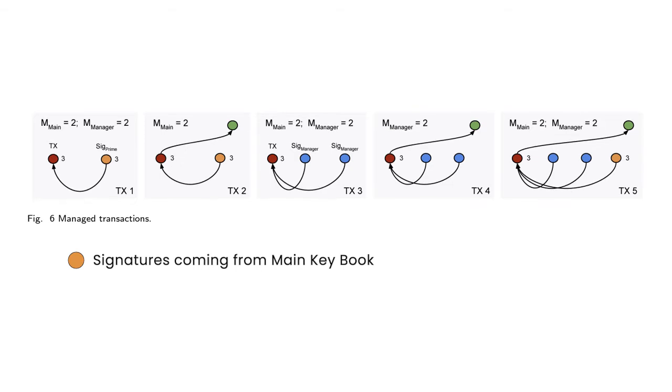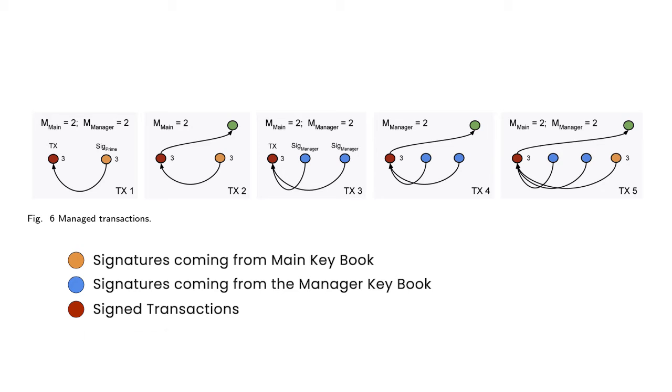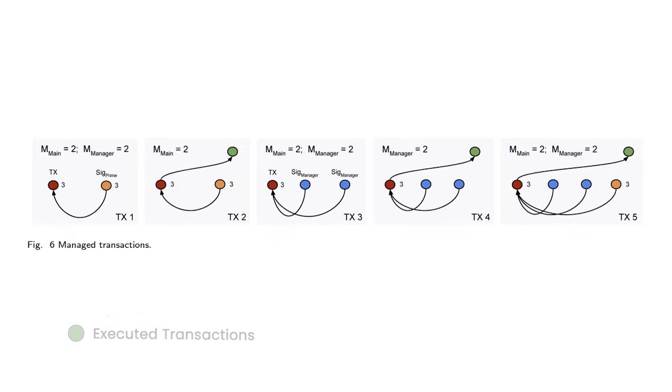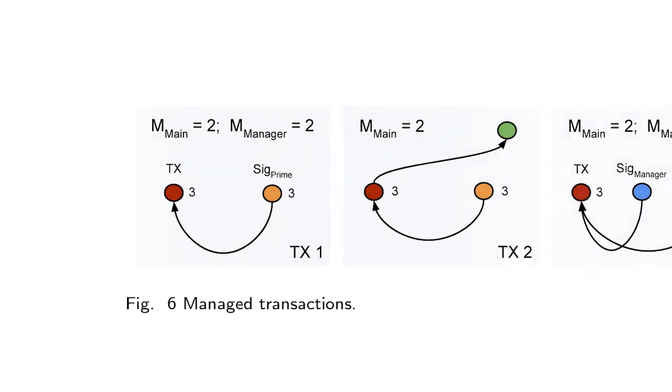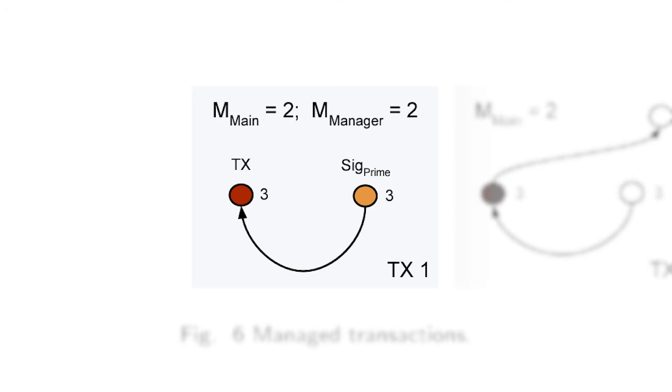Signatures coming from the main keybook are represented by orange circles, while signatures coming from the manager keybook are blue circles. Red circles are signed transactions, while green circles are executed transactions. In the example illustrated here, transaction 1 requires 2 signatures from key page 3 of its main keybook, and also 2 manager signatures from the manager keybook. While the main keybook signature requirement is satisfied due to one embedded signature and one independent signature, the transaction fails because there are no manager signatures.